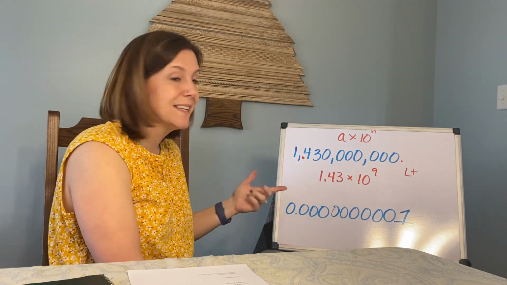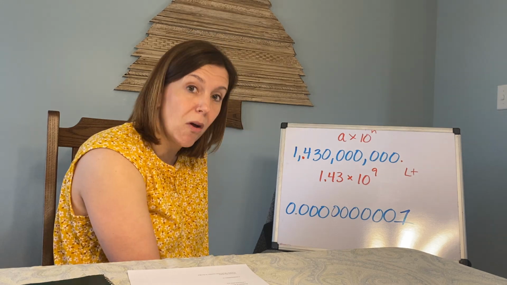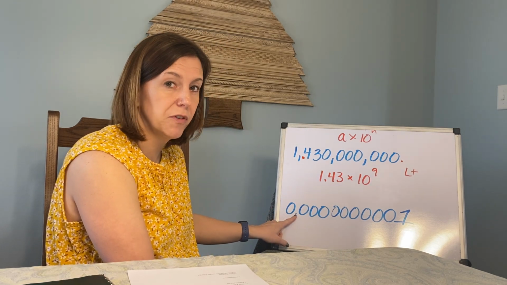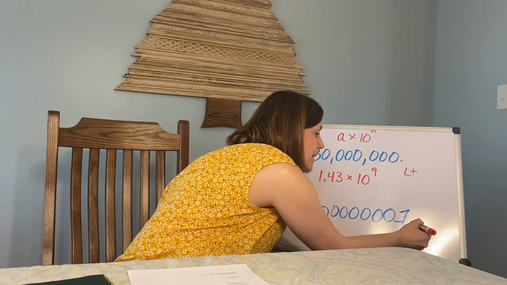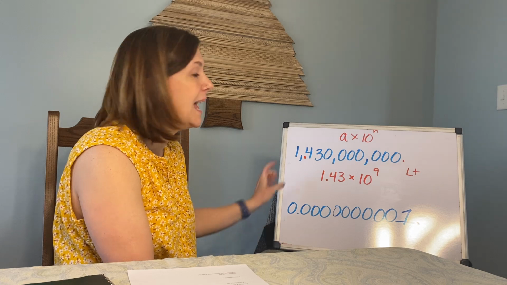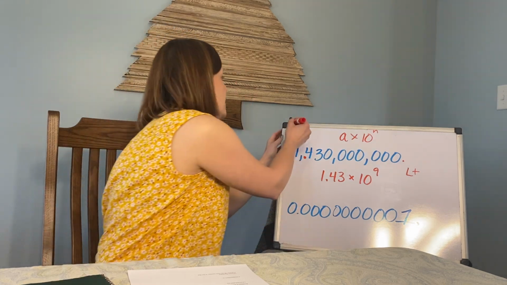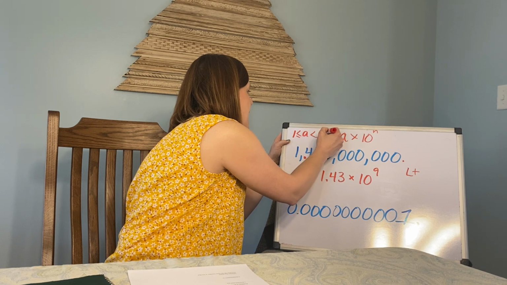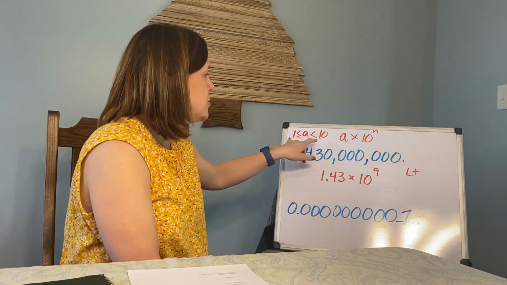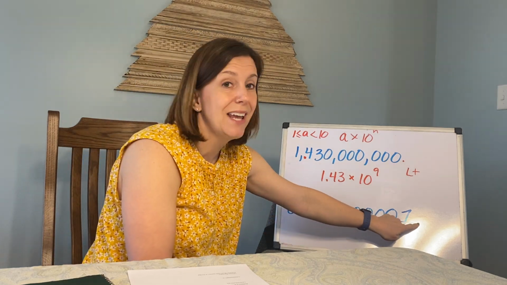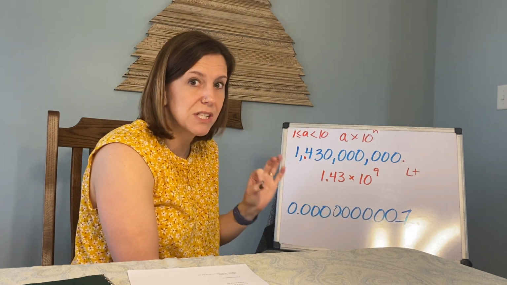Okay, so my next example though is a really, really, really small number. I see here's my decimal point, but for scientific notation, I want it here so that my number is 1. Remember, my range for my A, or my number, has to be between 1 and 10, but 1 is included. So if I move my decimal point here, it's 1, which is fine.